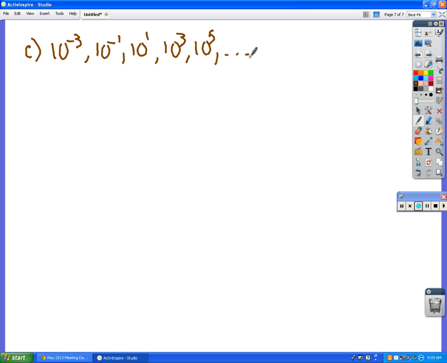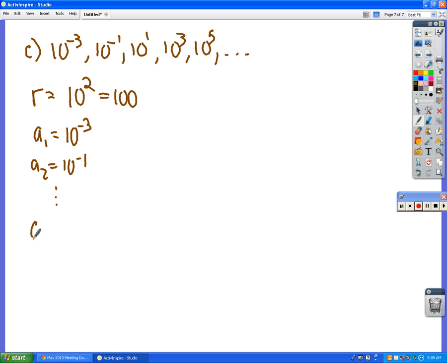What am I multiplying by each time? Positive. Right, 10 to the positive 2, because you add the exponents, right? Which is also known as 100. Okay? So, same deal, first term is 10 to the negative third, second term is 10 to the negative first. If I want to find the 20th term, what do I do?